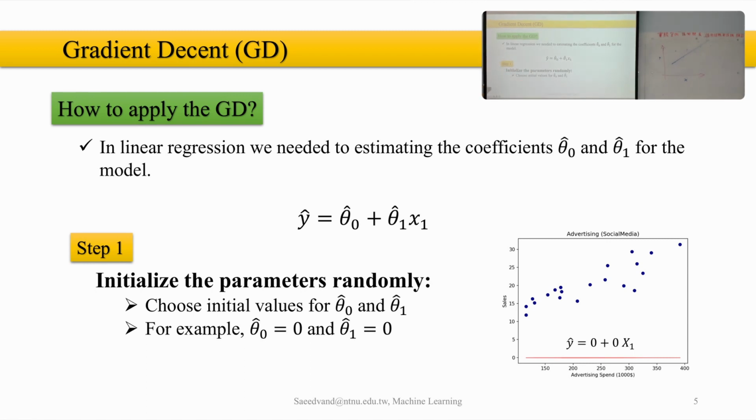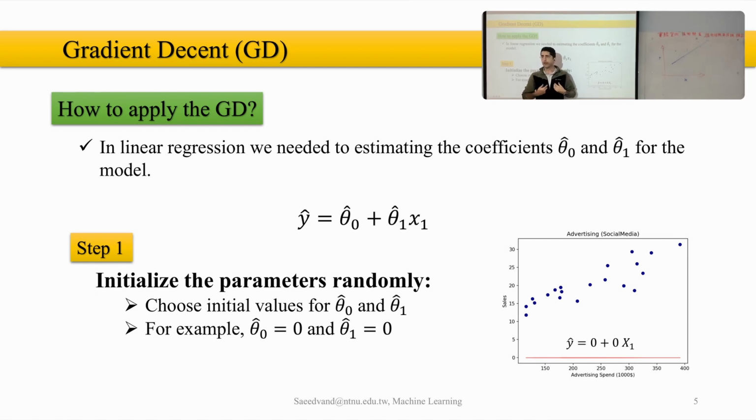So choose initial values for theta hat 0 and theta hat 1 randomly, whatever they are. For example, you can initialize them as 0, 0. So you start a model with 0, 0, for example. And I also show a visual example in this plot that I created for you with the code that we have. This is the data set that we have for advertising and social media, and this is the amount of sales, right?